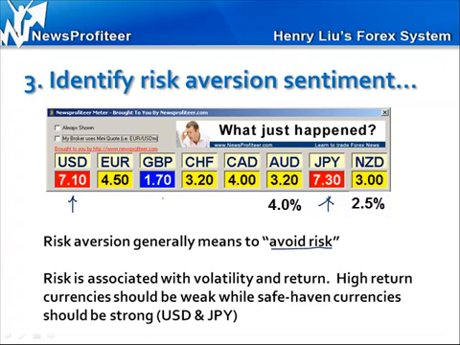You could just go ahead and sell the pound dollar, sell the Australian dollar, sell the New Zealand dollar, sell the pound yen, sell the euro yen, sell the Aussie yen, because all of them are the primary targets for a risk aversion sentiment.